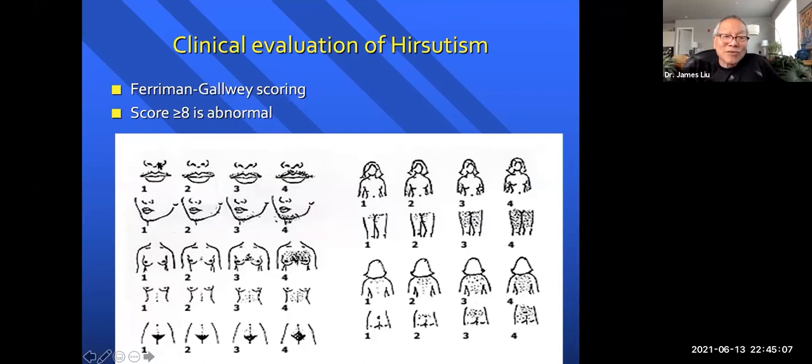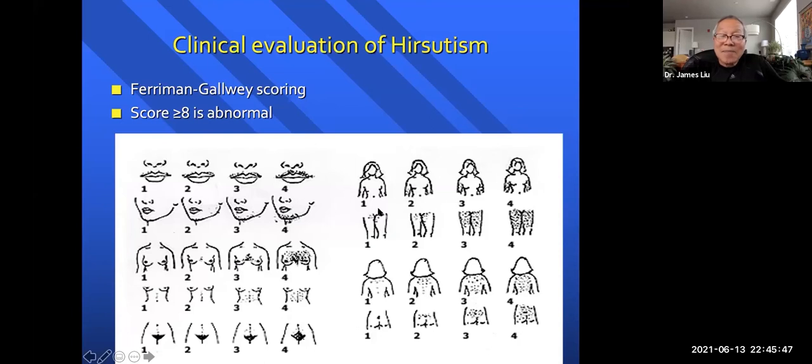The top panel here shows the Lipsick criteria we talked about for scoring from 1 to 4, full beard being 4. The other areas that Ferriman and Gallwey look at are the upper chest and breast area, the midline area above the pubic triangle, and the pubic area itself with lateralization of that hair to the lateral thighs as well.